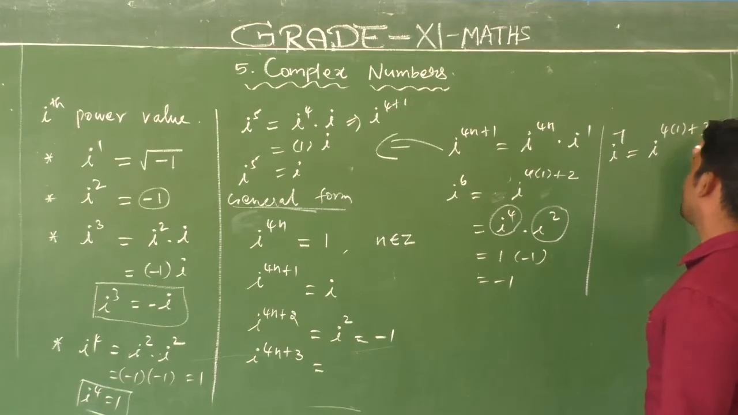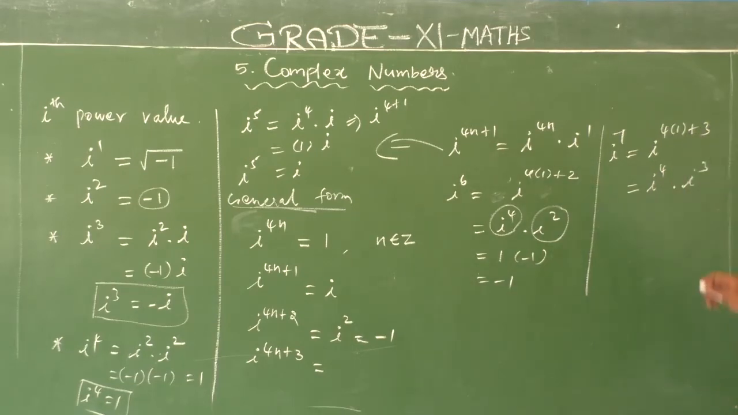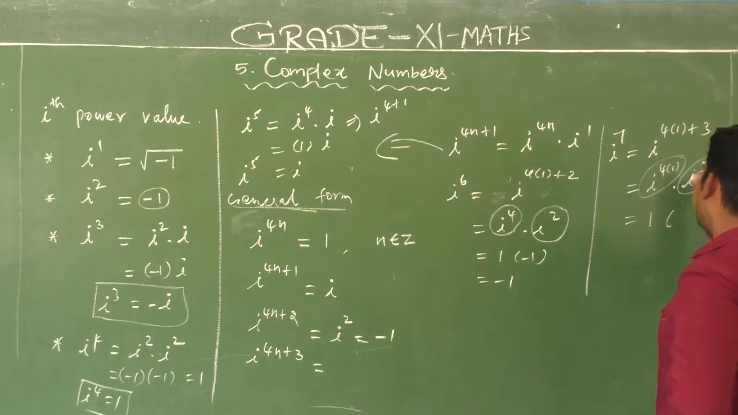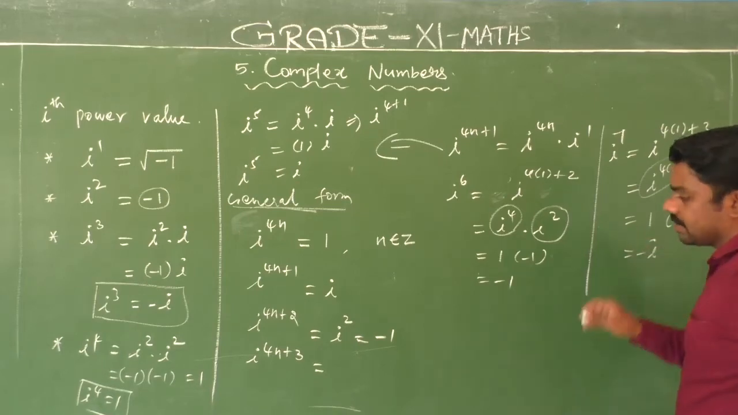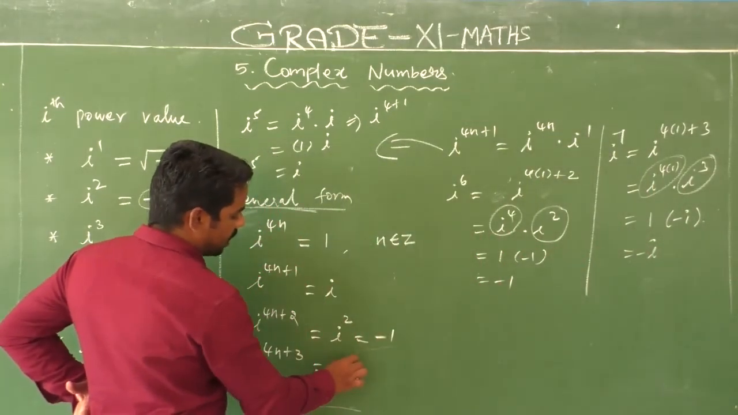And so 4 plus 3 is 7. Next, i power 4 into i power 3. i power 4 has value 1, and i power 3 has value minus i. So 1 into minus i is minus i. So i power 4n plus 3 is equal to minus i.